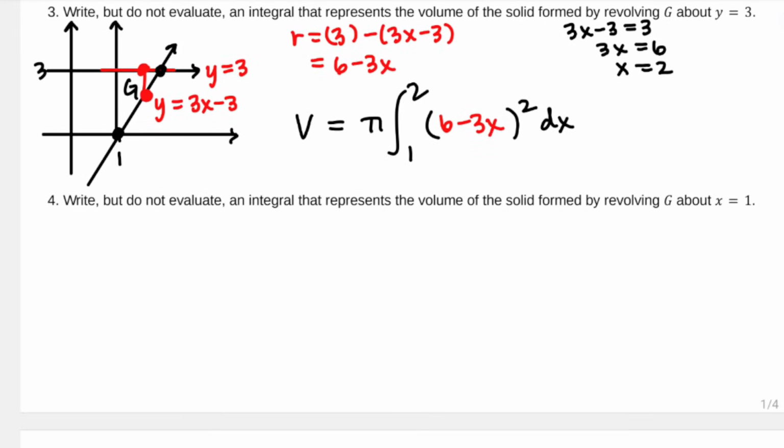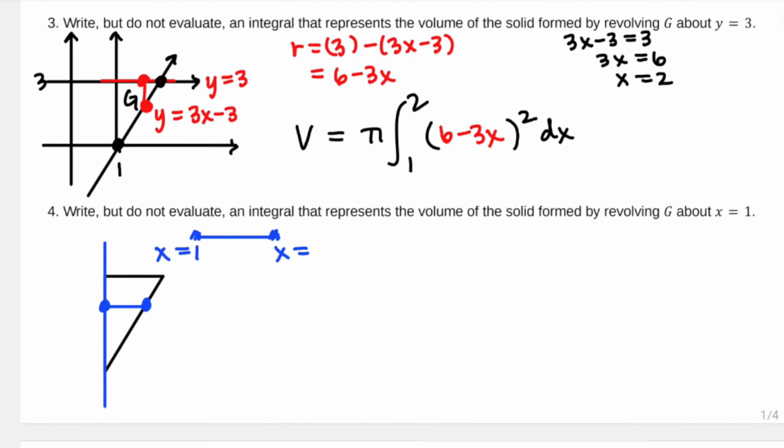Okay, if we wanted to write an integral that represents the volume of the solid revolving G about x equals 1, okay, I'm going to just draw the triangle. x equals 1 would be this line right here. And so that would be rotating around a vertical axis, so the discs would sit horizontally. I'm going to take a representative rectangle right there to get my radius. And on the right, we would be having x equals something, and on the left, it's x equals 1.